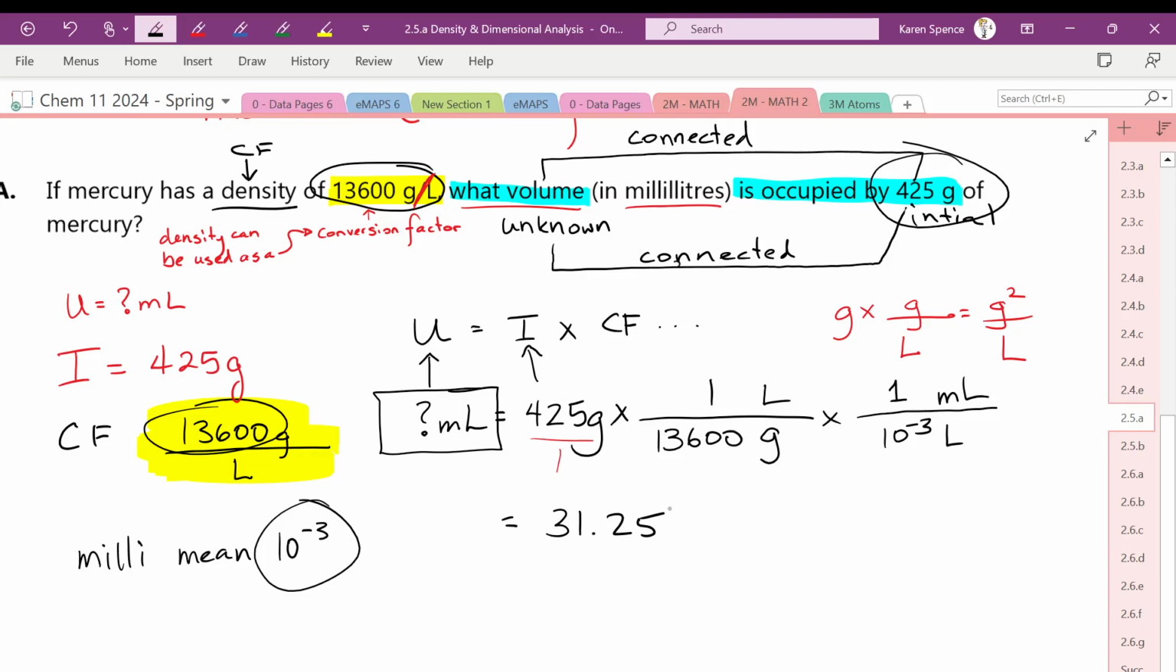Are you getting 31.25? Anyone not getting that? Want to check on their calculator at all? All right. Is that a good final answer? No. There's 2 things wrong with it. What's the first thing wrong with it? Sig figs. So we have 3 sig figs, 3 sig figs. All of these are exact, so they have infinite sig figs. So we need 3 sig figs. So that's going to round to 31.3.